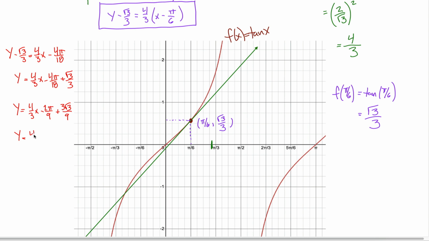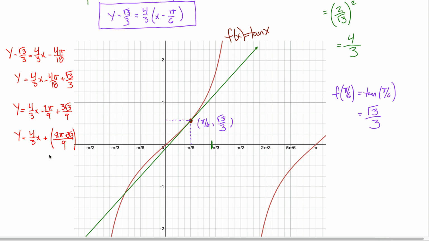So I can rewrite things as y equals 4/3 x, maybe plus, and then I can open up some parentheses. I got the negative 2 pi divided by 9 plus 3 root 3 divided by 9, which I can write as negative 2 pi plus 3 root 3 over 9. Yeah, I'm not sure that this is any simpler than what you had here or what you had here.